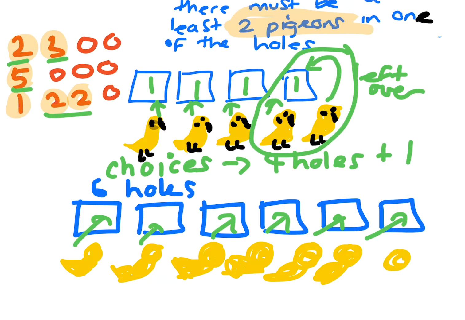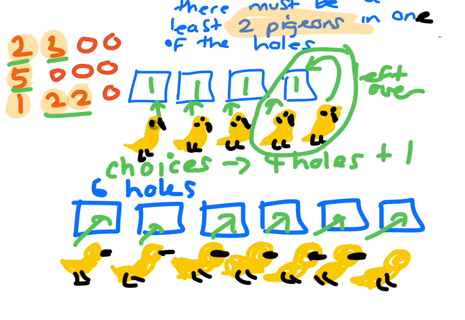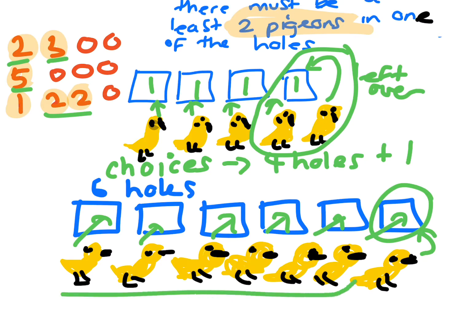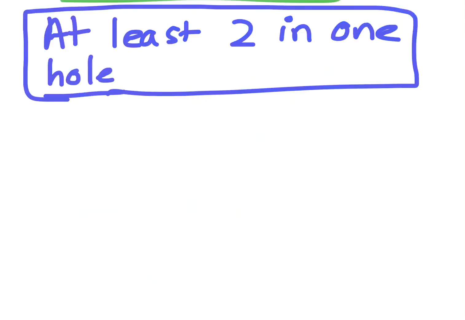So as soon as I start having more pigeons than the 6, so I've got all these pigeons, once you've got all of these pigeons, you would need to get 1 more than 6 in order for you to have at least 2 in one of the holes. So if you get your choices and then you add 1, then you will have at least 2 pigeons in one hole. That's the maximum number that you would have, 1 more than the number of choices. So if you're looking for at least 2 in one hole, you would just have to do the choices plus 1.